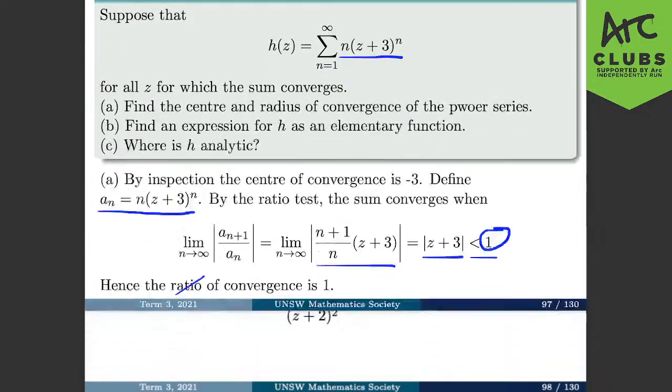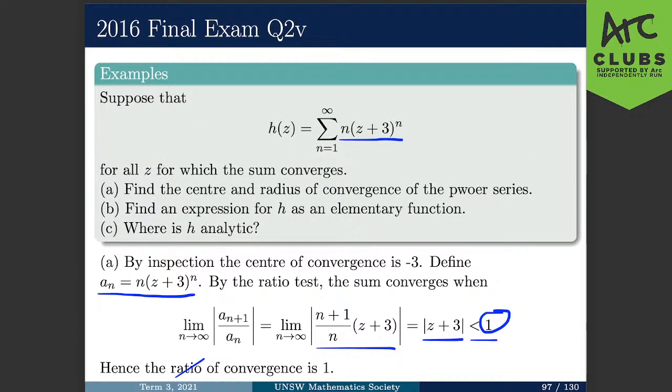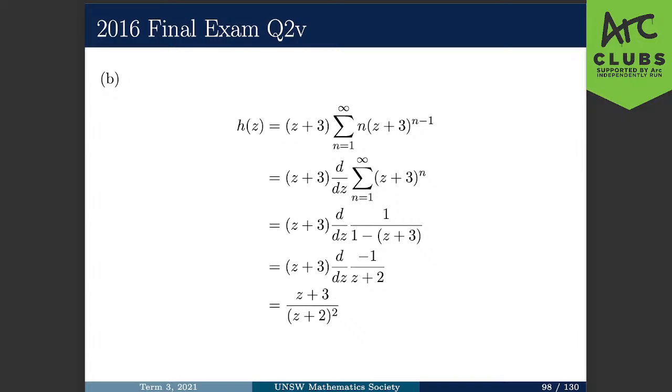Okay. So the second part of the question was to find an expression for h as an elementary function. Even though this is a complex analysis question, it is very similar to questions you might see in first year. So this just means that somehow I want to evaluate this sum, and find it as a nice elementary function rather than as a sum. Usually there's just some trick to it, which is exactly what's happening here.